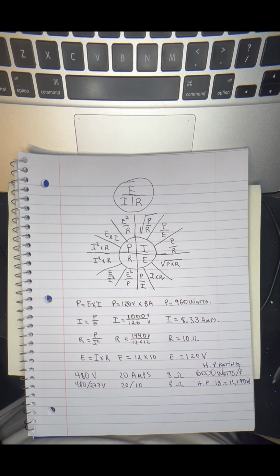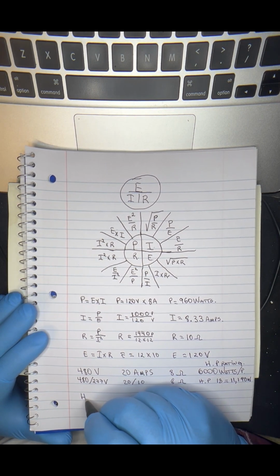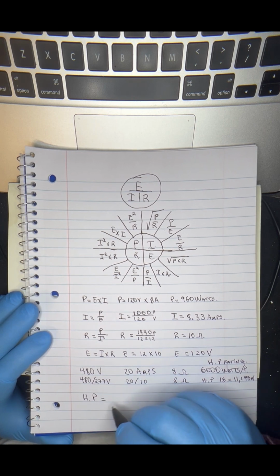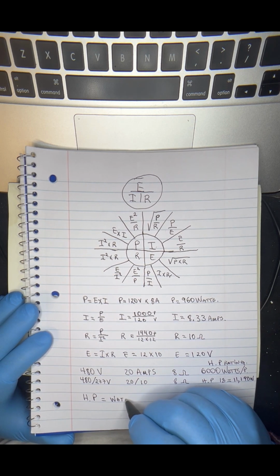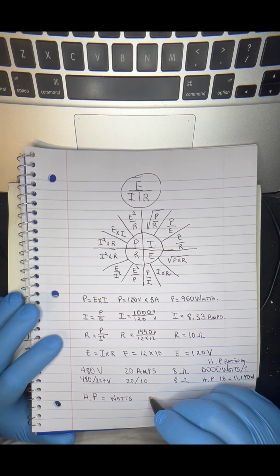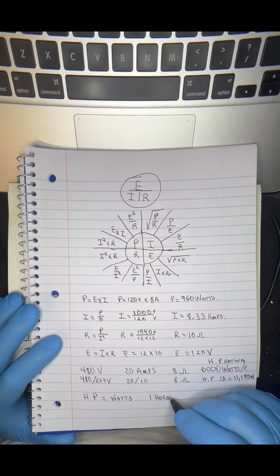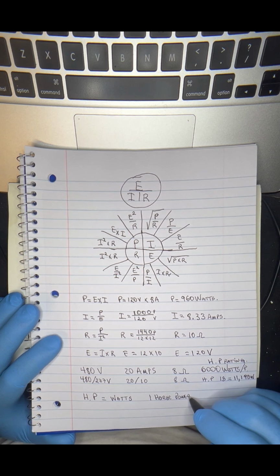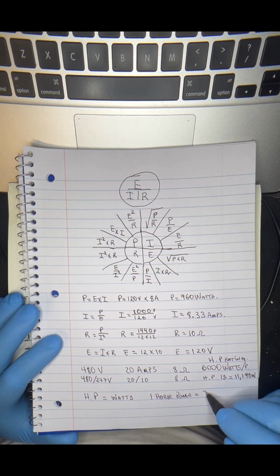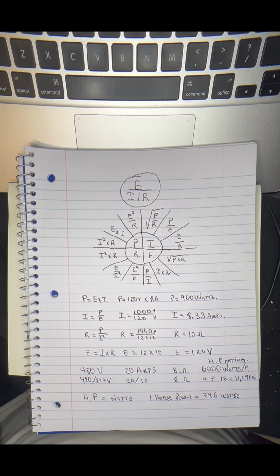So this sounds complicated, but basically, horsepower equals watts. And 1 horsepower equals 746 watts. Sorry, forgot one T over there.